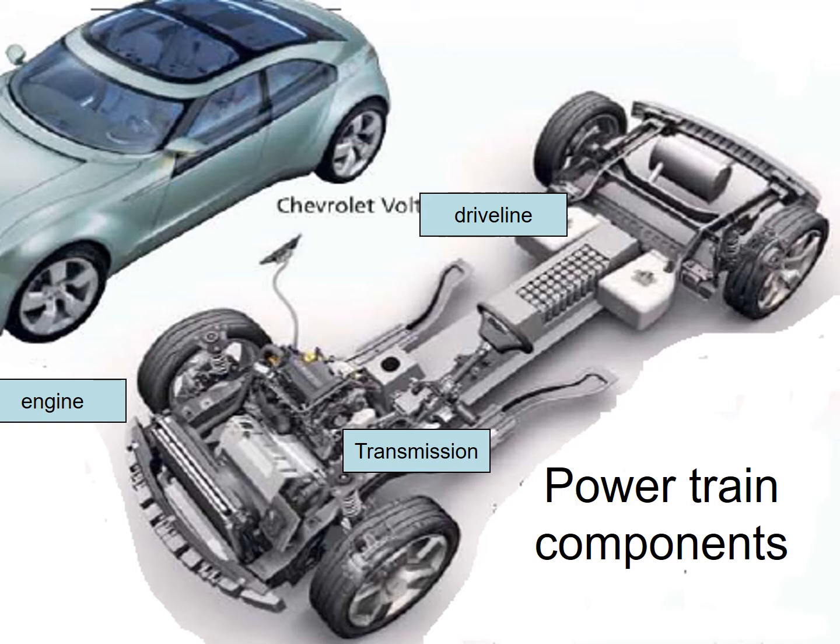Okay, as we know, we have the engine inside the car, and then between the engine and the drive line we will have the transmission, and it goes to the drive line to the wheel. So if you have front wheel drive and also rear wheel drive or four wheel drive, then this will be the components of the powertrain.